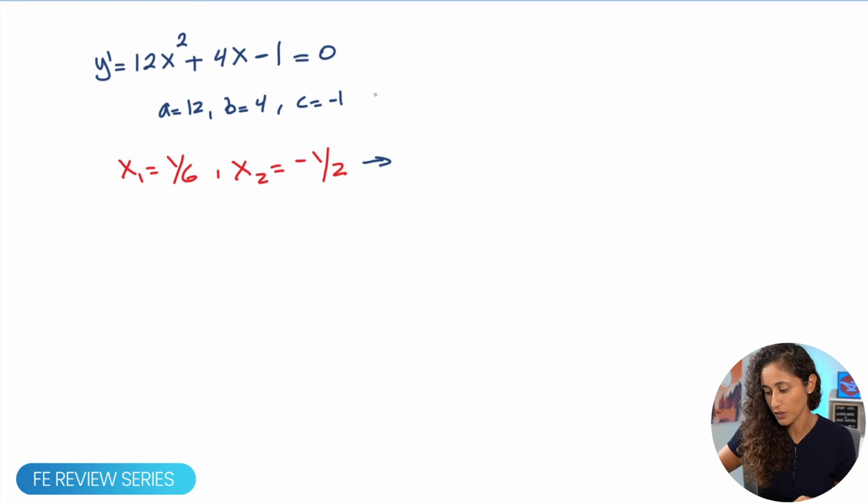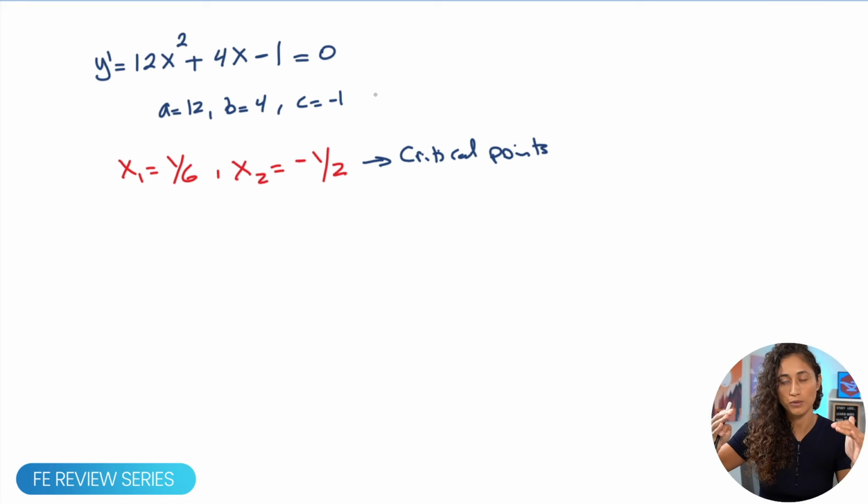So these 2 points are called critical points. Okay, now what are critical points? They are points in the graph where the slope is 0. Okay, and I'll talk more about this when we go over the first derivative test, and you guys will be able to see it.